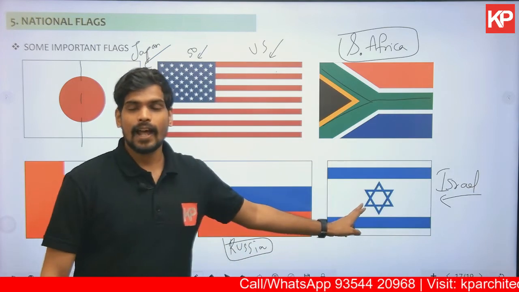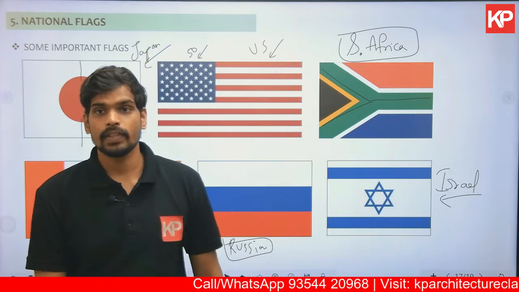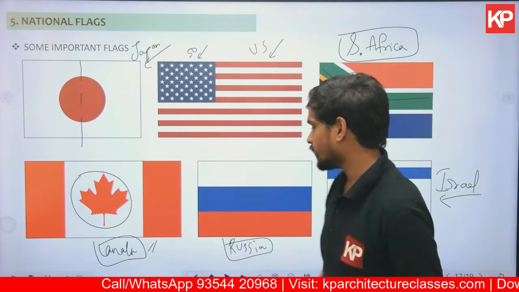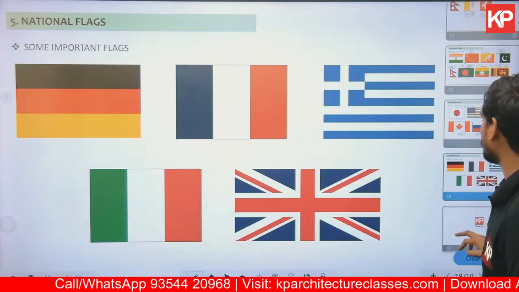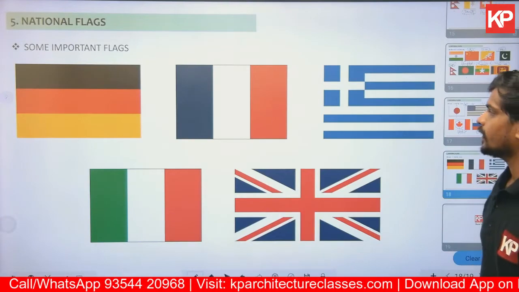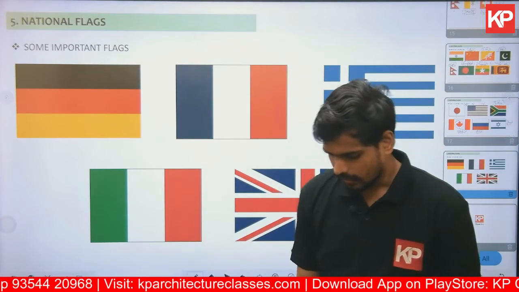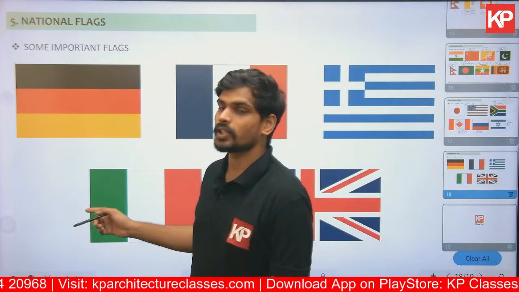Israel's flag has a Star of David represented in the center with white and blue composition. So these are some other important flags other than the neighbors of India and common shapes. Finally, five more important flags. Let us quickly discuss them also, and we can end the lecture with that.